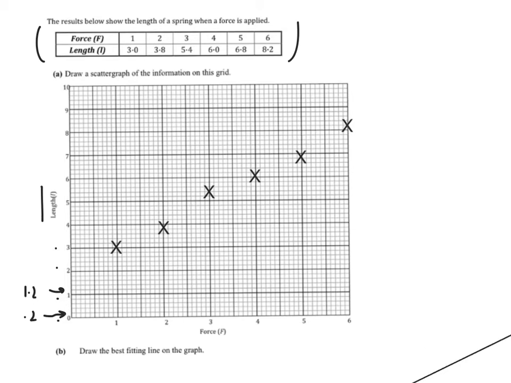Now, part B of this question asks me to draw the best fitting line. So remember, your line goes through in the same direction as the points, and you're trying to get the same amount above and below the line. So there's 6 points. So I'd probably say something like that would be good enough.